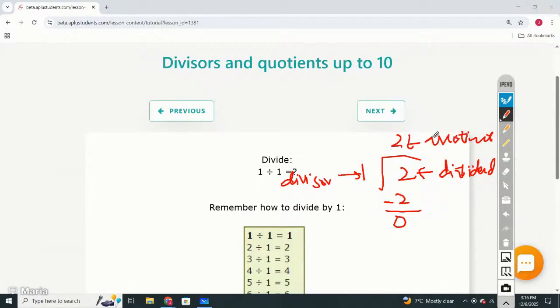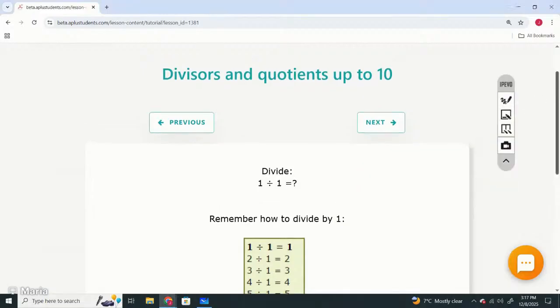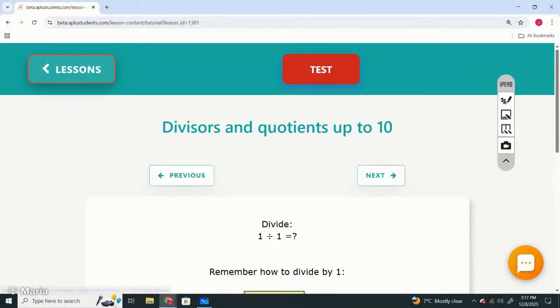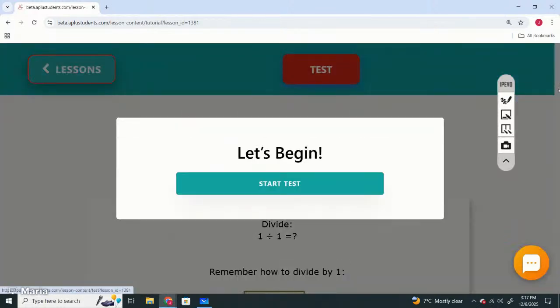So the one you are dividing is the dividend. The one you are dividing with is the divisor. We are dividing with 1. 1 is the divisor. The one we are dividing is the dividend, and 2 is the quotient. Got it? Because 2 is the answer. So let's just start with the test questions. The concept here is you need to learn what are the divisors and quotients up to 10. So you have to understand the concept also.